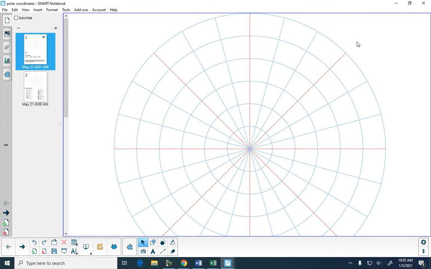Okay, now the one thing I did not put with the packet, I don't think I did. Yes, I did. I put some polar graph paper in there for you. You'll have the polar graph paper to do your homework for today.